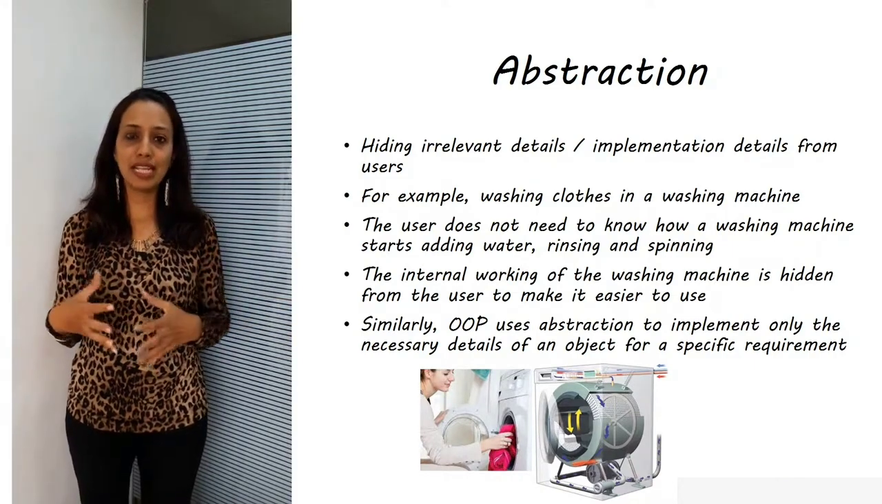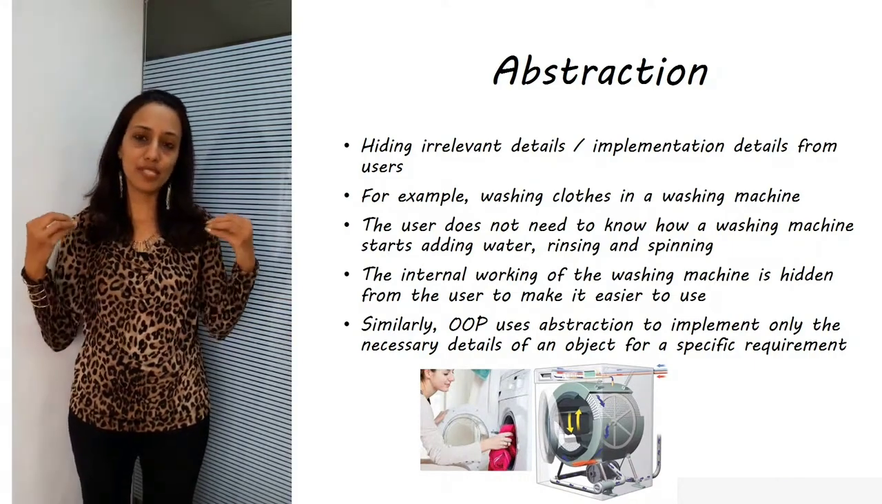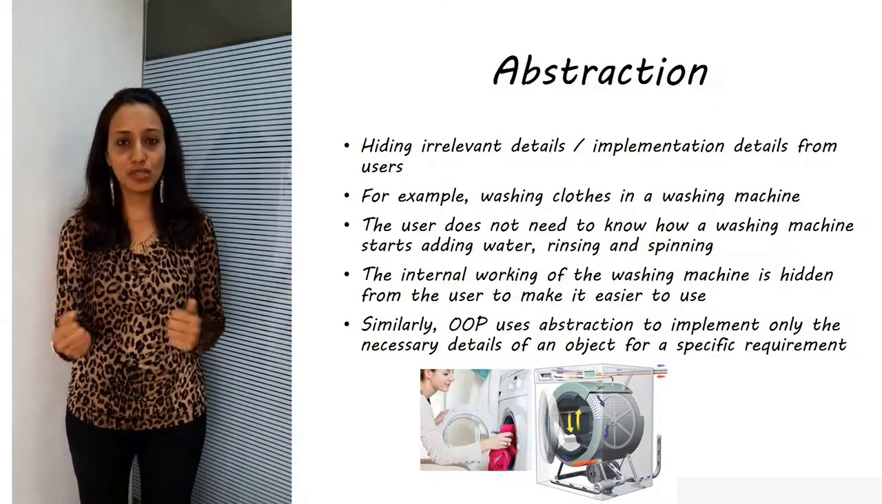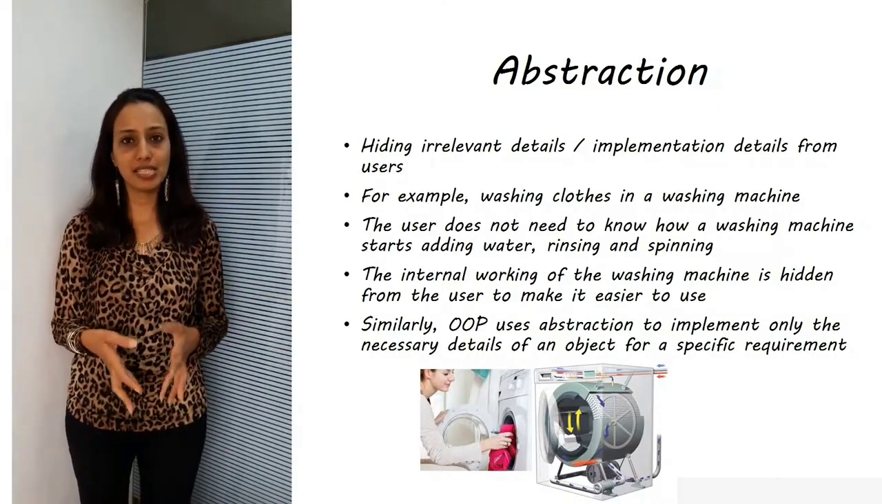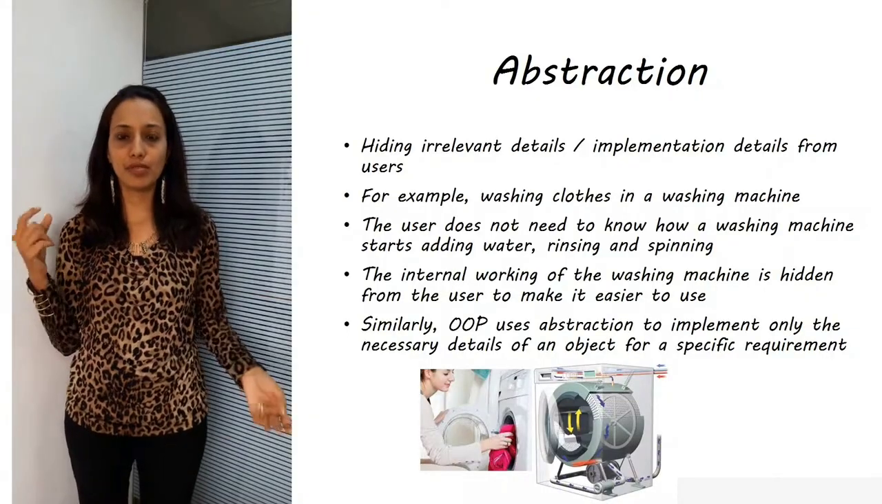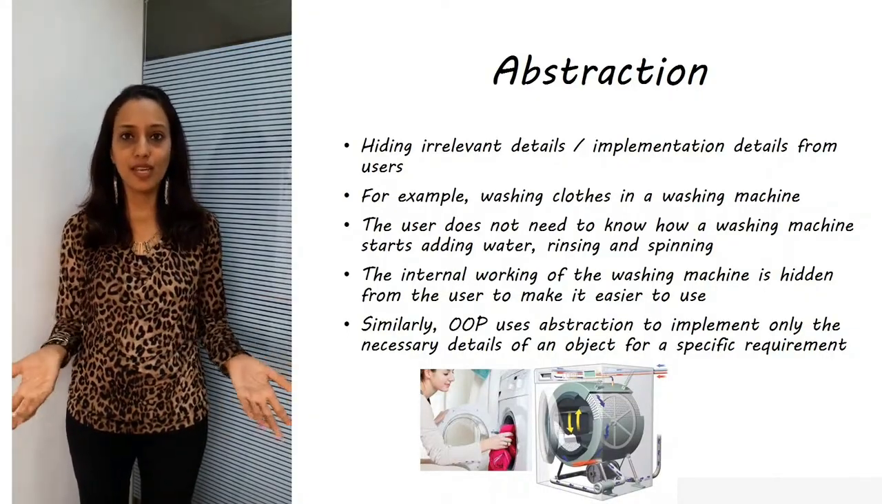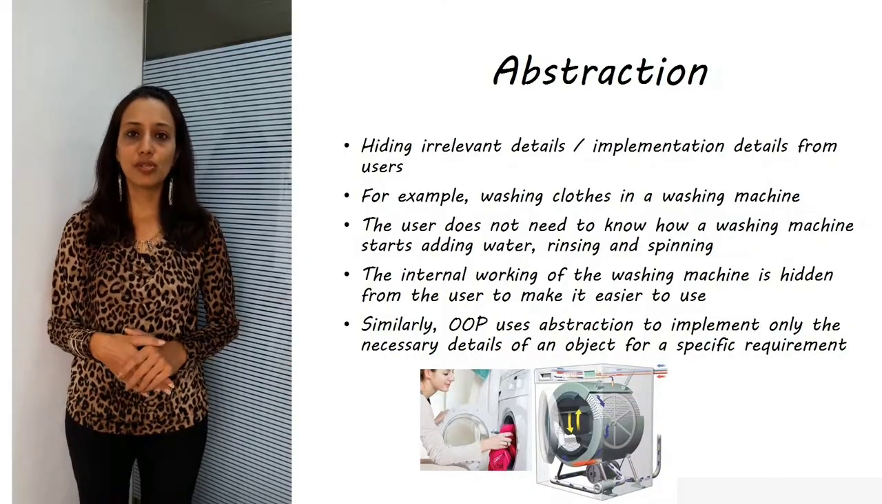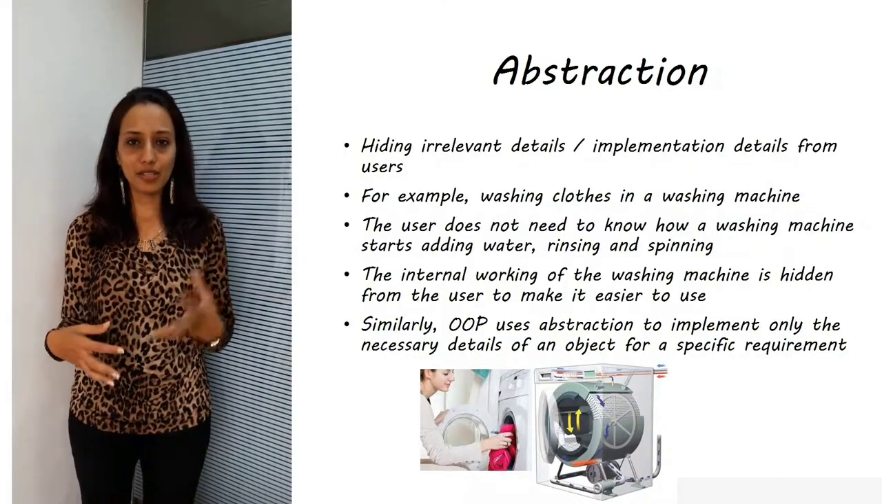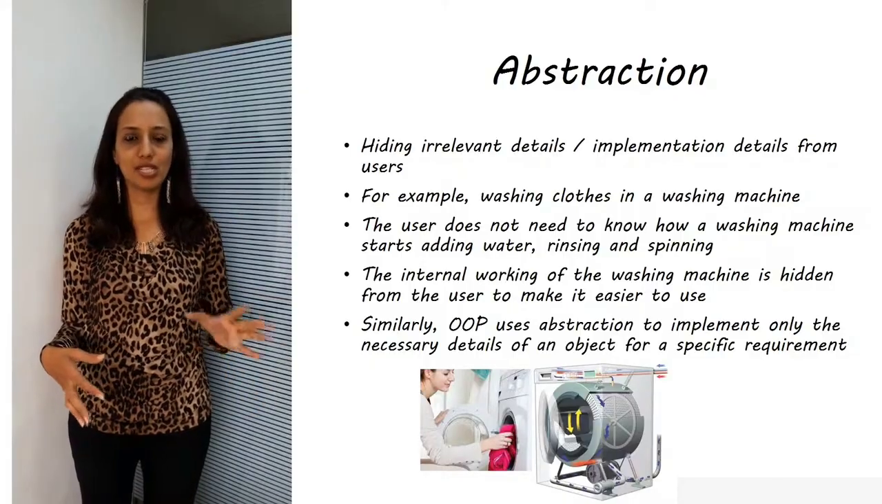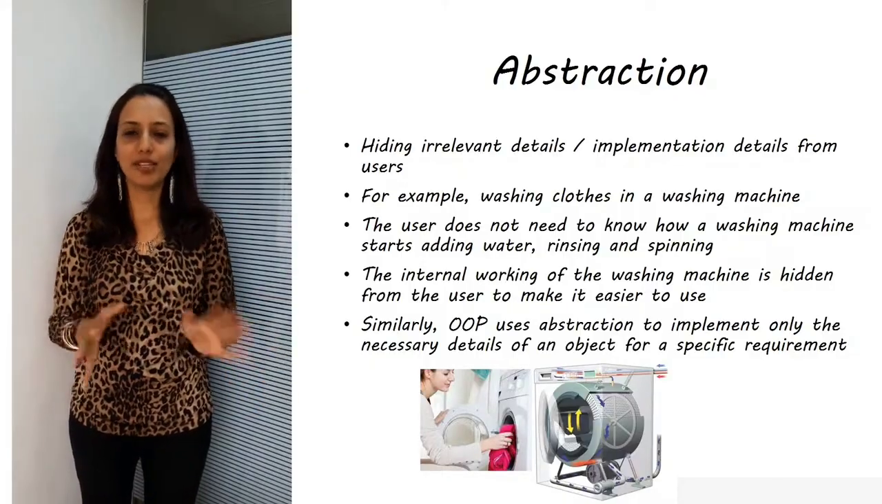So similarly in object-oriented programming also, abstraction is used to hide the implementation details of certain procedures, certain functions, or even, at a broader level, objects which are of no concern to the user. So I guess you understood that abstraction means hiding irrelevant, unnecessary implementation details from the end user. It's very simple, don't worry.